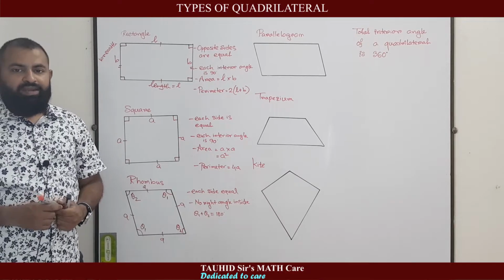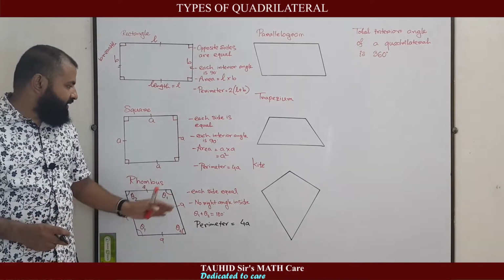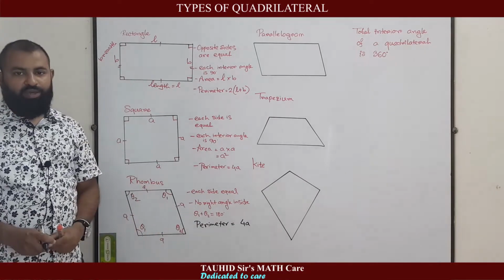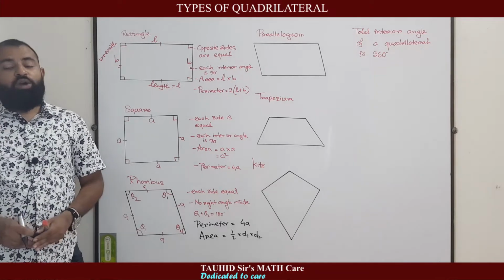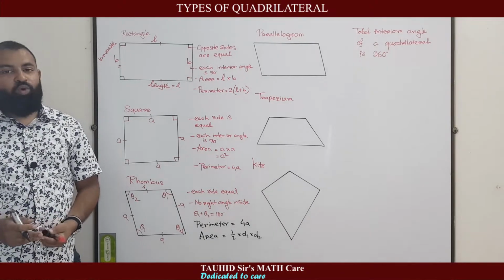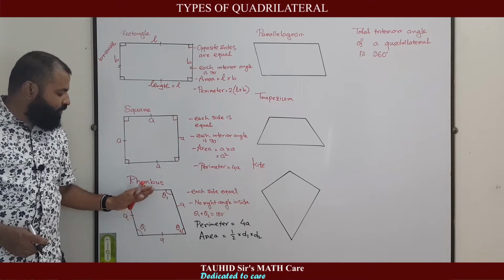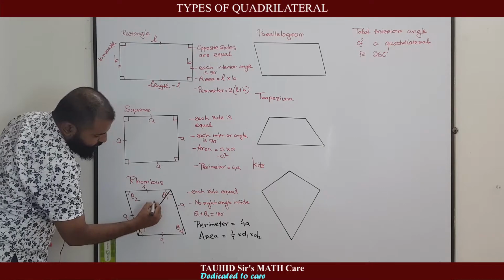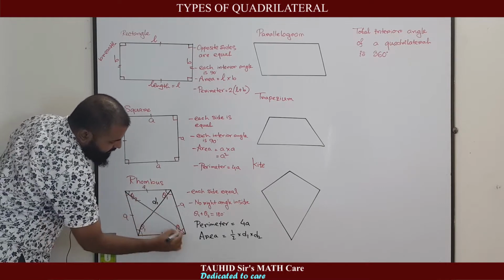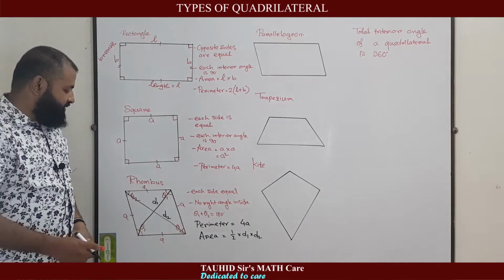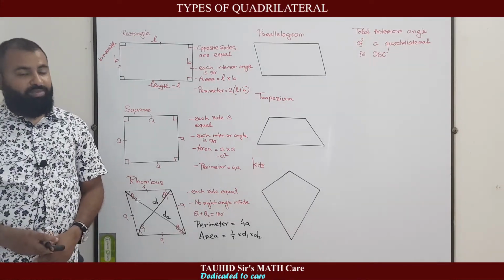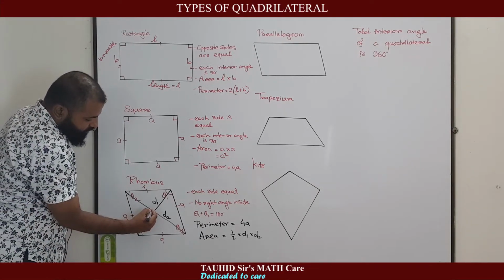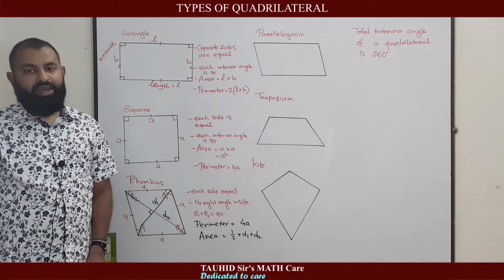Now what about its area and perimeter? Its perimeter is just like the perimeter of square, 4A. A plus A plus A plus A, 4A. And what about the area? Area equals half into D1 into D2. What is D1? What is D2? I can't see any D1 or D2 in this picture, so we need to draw D1 and D2. This diagonal is D1 and this diagonal is D2. In rhombus, the multiplication of the diagonals multiplied by half gives the area. The diagonals of a rhombus intersect each other at 90 degrees.